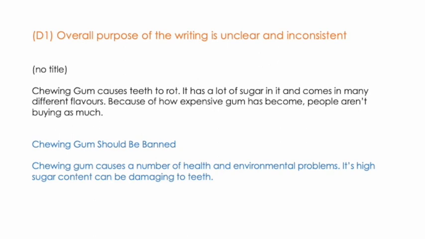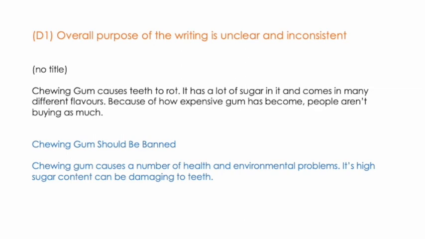As an example of how we could have improved this writing, first of all, we've put a title in place saying chewing gum should be banned. So straight away, I know the purpose of what I'm reading before I've even hit the main text. Chewing gum causes a number of health and environmental problems. So straight away, I've orientated this sentence to show that I'm exploring problems.